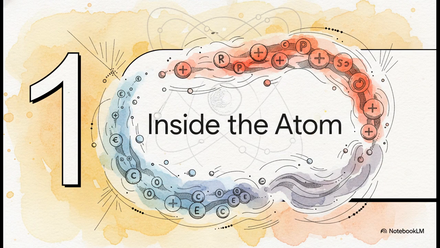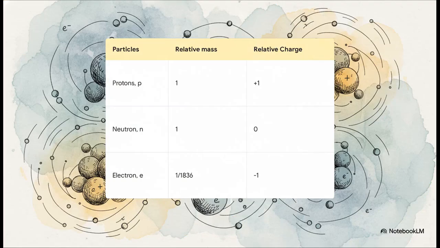Okay, so to figure this out, we've got to meet the cast of characters, the suspects, if you will, that are hiding inside the atom. And it turns out there are three main players we need to know about. And here they are. First up, you've got your protons. Think P for positive charge. Then you have the neutrons, and just like the name sounds, they're neutral, no charge at all. And finally, the electrons, which have a negative charge.